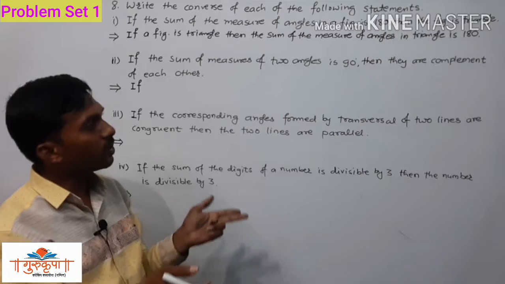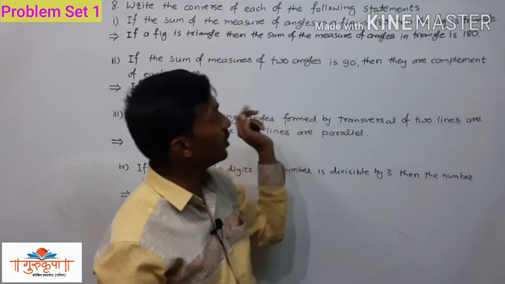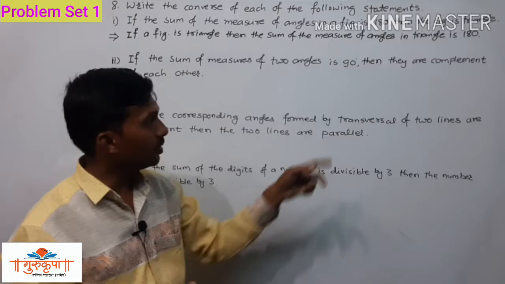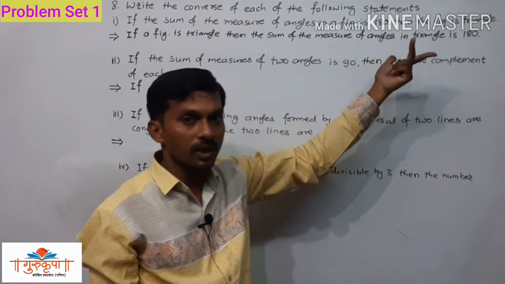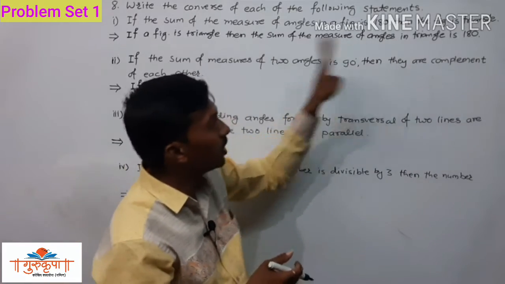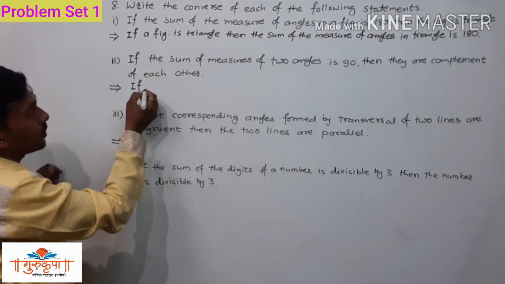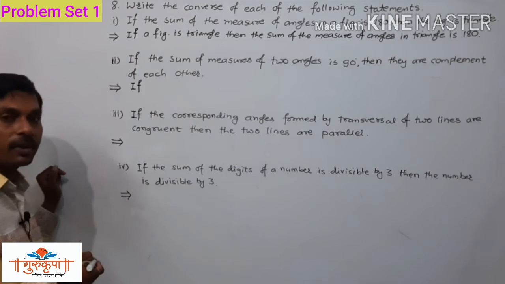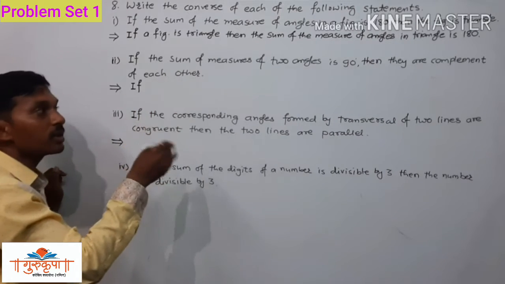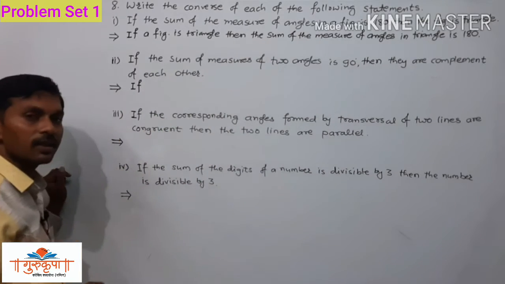So how can we write it? We cannot write that part as it is. If they are complements of each other, that is meaningless. If they are, whom is "they" used for? That question arises there. So we cannot write it as it is. How can we write it? If the two angles are complements of each other, then the sum of the measures of the two angles is 90 degrees.